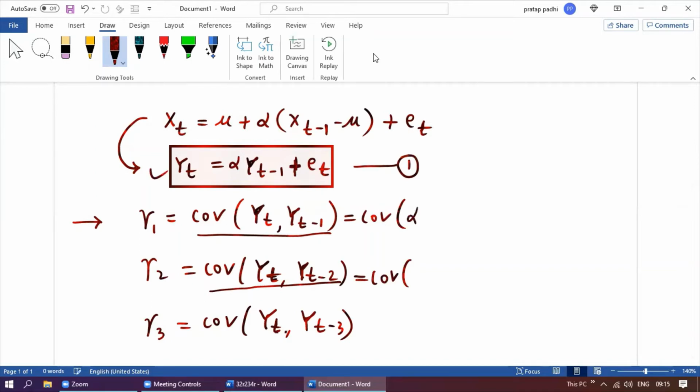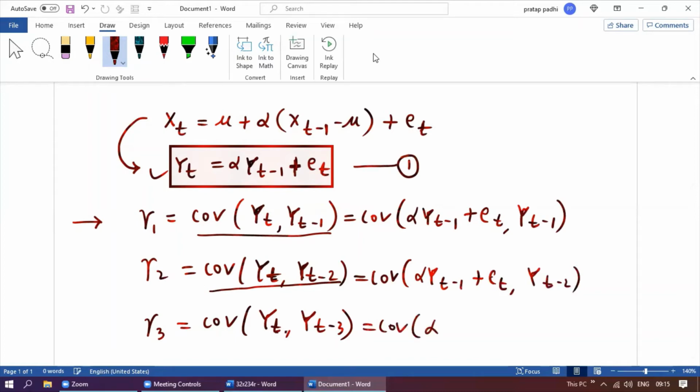Yt is alpha yt minus 1 plus et, so the first one is covariance of yt with yt minus 1, and the second one is covariance of alpha yt minus 1 plus et with yt minus 2, and here covariance of alpha yt minus 1 plus et with yt minus 3. Remember, these are the white noise et, and the covariance of et with yt minus 1 is always 0.